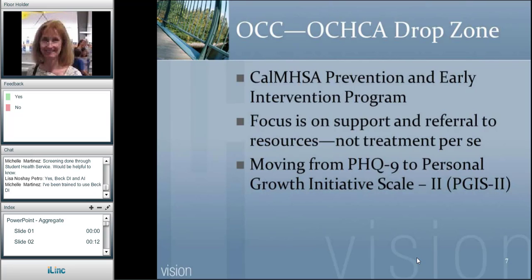It's not exclusive to Orange Coast College. So anyway, this is a Cal Mesa Prevention and Early Intervention program on the part of the Orange County Healthcare Agency. The focus is on support and referral to resources. It is not mental health treatment per se.